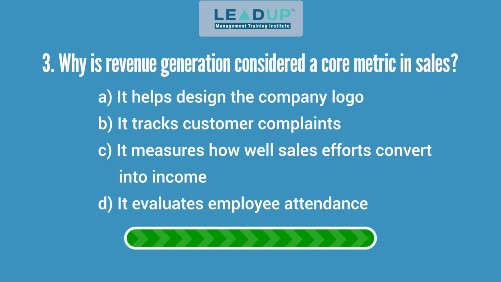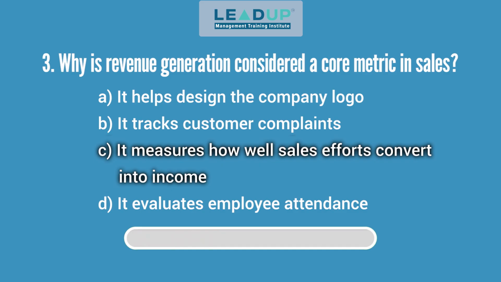Question 3. Why is revenue generation considered a core metric in sales? A. It helps design the company logo. B. It tracks customer complaints. C. It measures how well sales efforts convert into income. And D. It evaluates employee attendance. Answer: it measures how well sales efforts convert into income.